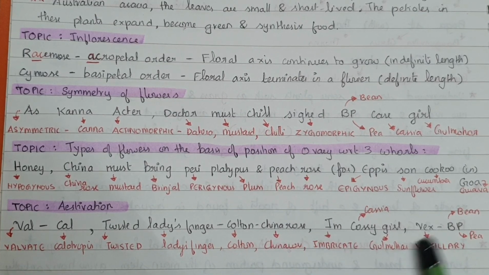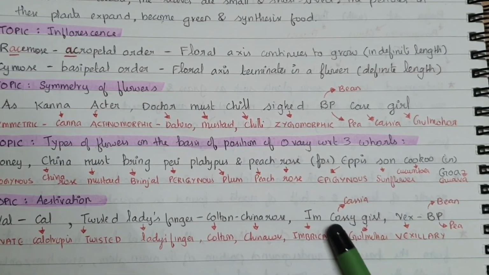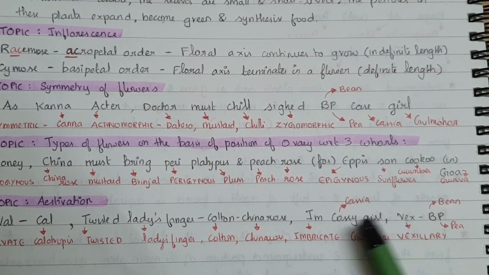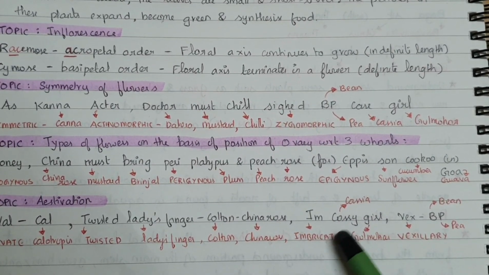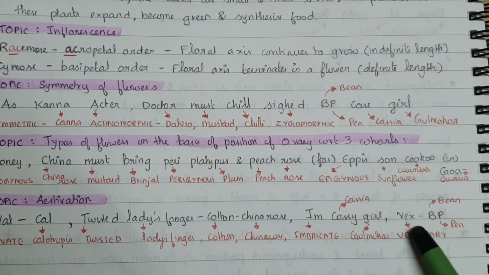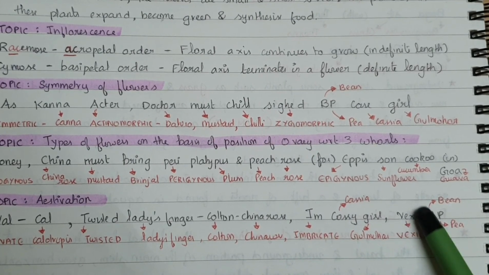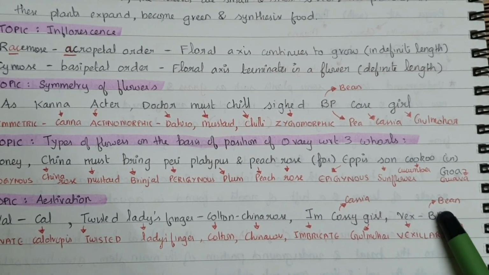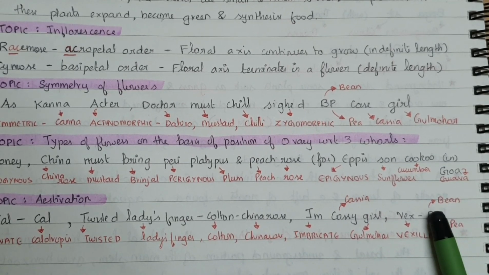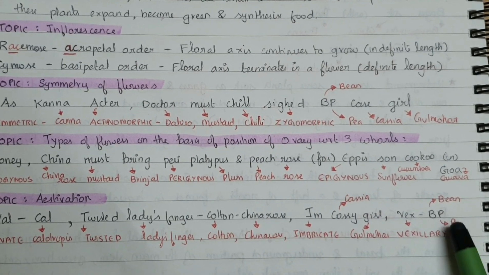Next is imbricate aestivation. It is "I am cozy girl." Imbricate: cassia, gulmohar. And Vex BP. So when someone is vexed, that means they have high blood pressure. You can just imagine it like that. Vexillary, being BP.